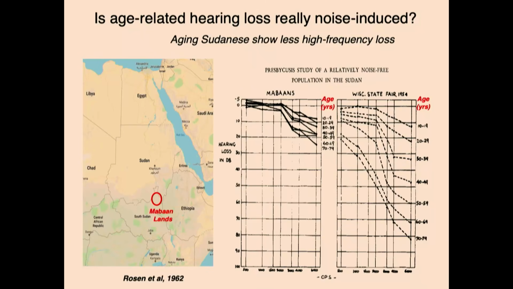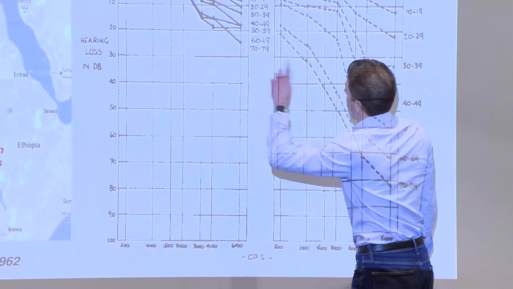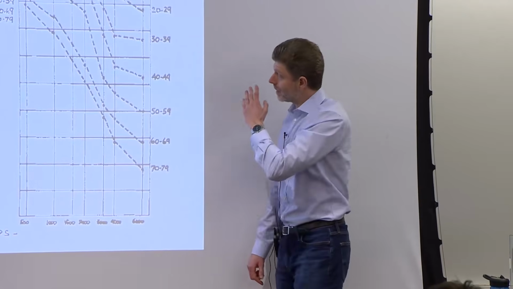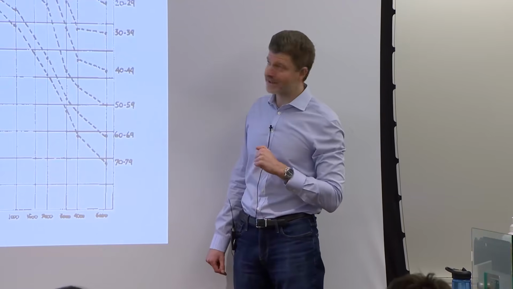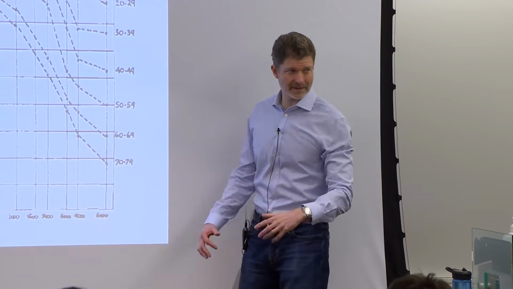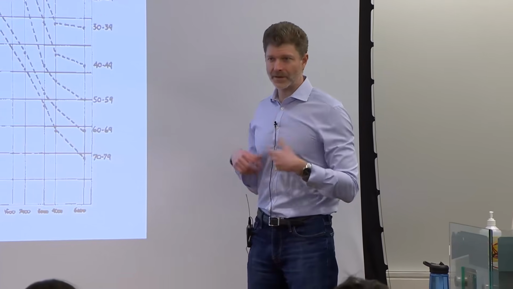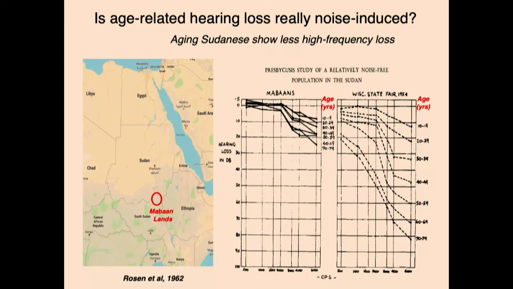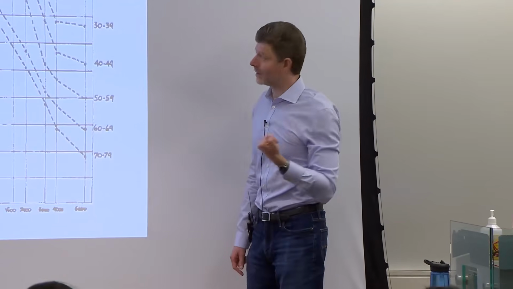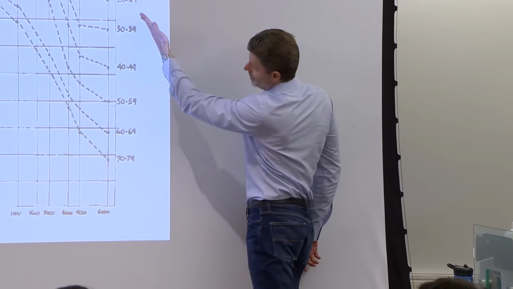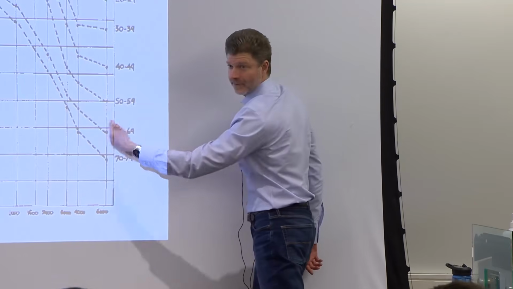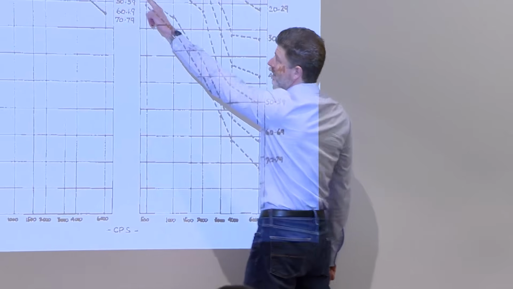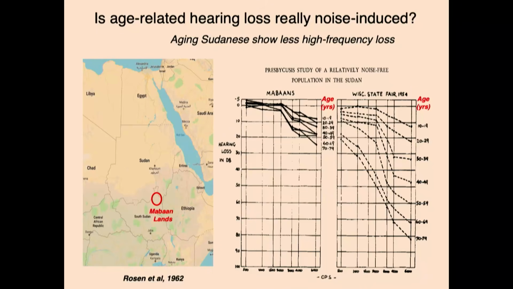This is a group of people called the Mabans, and they compared the results to a very large study of hearing that was conducted at the Wisconsin State Fair in 1954. They set up a booth at the fair, and all these people came and had their hearing measured. People in Wisconsin in the 50s show something consistent with the graph I showed you earlier: as a function of age, hearing gets worse, especially at high frequencies. The Mabans, on the other hand, show much less of this age-related hearing loss.